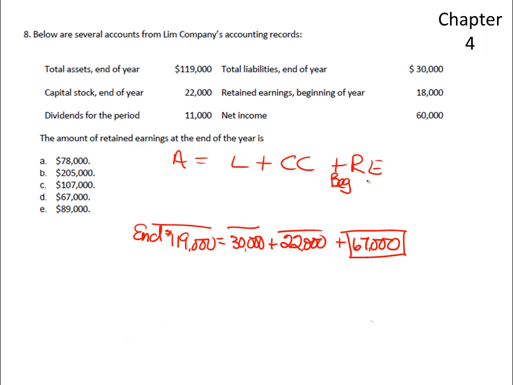The other way I can find ending retained earnings is to do the statement of retained earnings, which says take beginning retained earnings, which is $18,000, plus your net income, which is $60,000, minus the dividends, which were $11,000, will also give you ending retained earnings. And if I do my math correct, it also comes to $67,000.